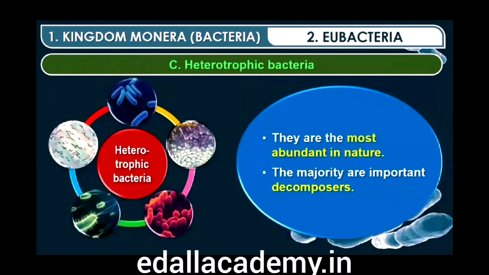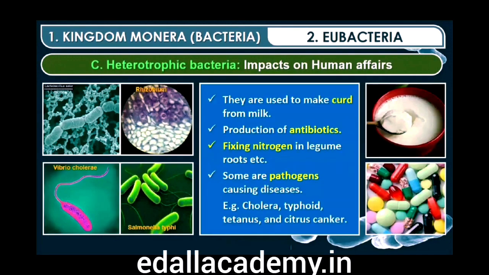Heterotrophic bacteria are the most abundant in nature. The majority are important decomposers. Many of them have a significant impact on human affairs. They are helpful in making curd from milk, production of antibiotics, fixing nitrogen in legume roots, etc. Some are pathogens causing damage to human beings, crops, farm animals and pets. Cholera, typhoid, tetanus, citrus canker are well-known diseases caused by different bacteria.